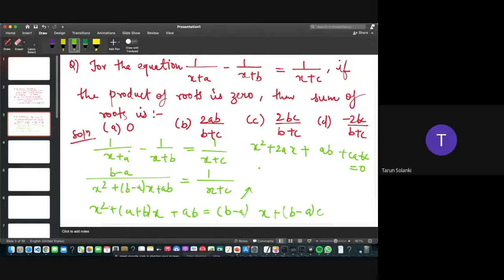So the product of roots is 0, which is given here. Product of roots is 0. So it will be AB plus CA minus BC is equal to 0. So A is equal to BC by B plus C. So the sum of roots is equal to minus 2A. So it will become minus 2BC upon B plus C. Minus will become here and 2 will be added. So our answer will be 4.